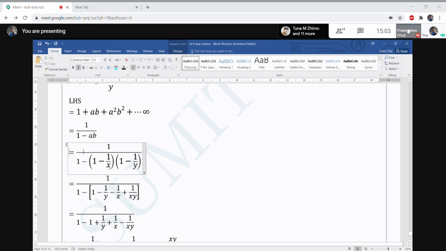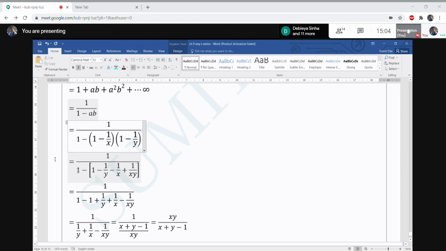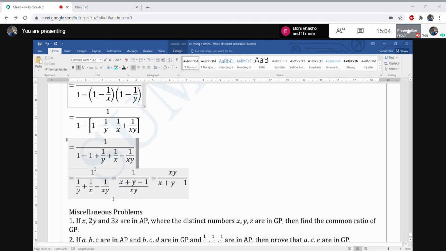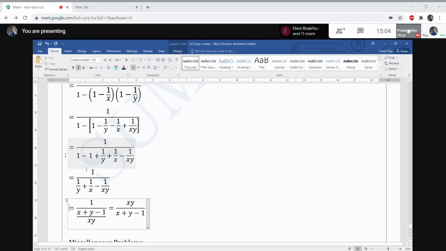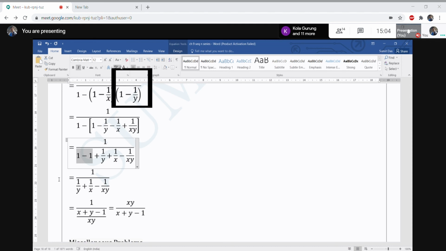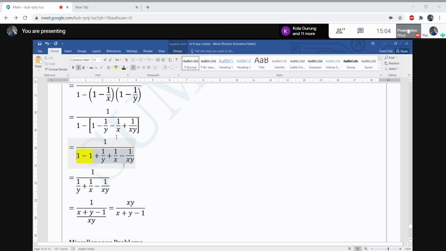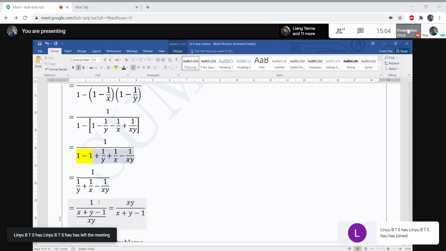Then I will have to do the simplification. 1 into 1 is 1. 1 into minus 1 by y is minus 1 by y. Minus 1 by x into 1 is minus 1 by x. And minus 1 by x into minus 1 by y is plus 1 by xy. If we open the bracket, the sign will change and 1, 1 cancel. So ultimately we are getting 1 divided by 1 by x plus 1 by y minus 1 by xy. If you take the LCM, it will be xy. Numerator no change, denominator xy LCM, and here we are getting x plus y minus 1.